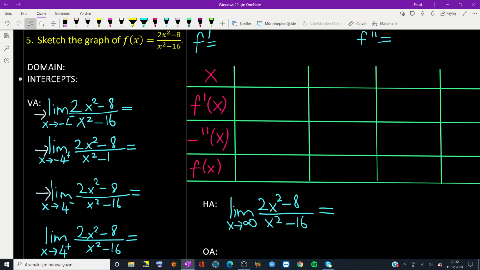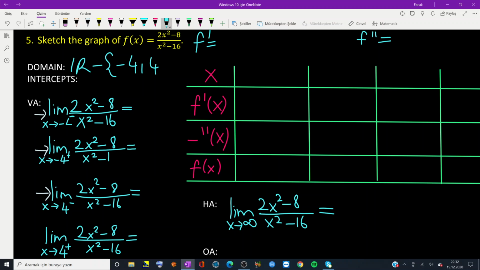Sketch the graph of f of the given rational function. Let me first start from the domain of the function. We have 2 points that make denominator 0. So they make f undefined. So this is the domain of the function. The function is defined except the points minus 4 and 4.